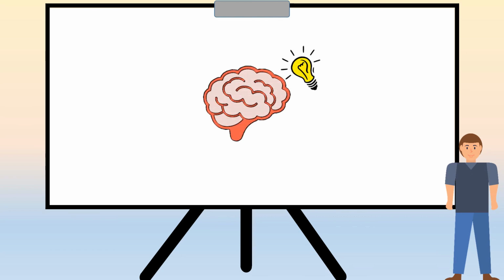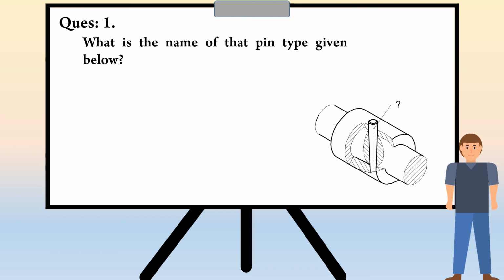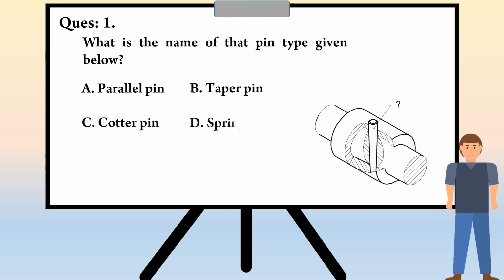With the remembrance of this topic, we are going to play one quiz game. The question is, what is the name of that pin type given below? The options are A. Parallel pin, B. Taper pin, C. Cotter pin, and D. Spring pin.